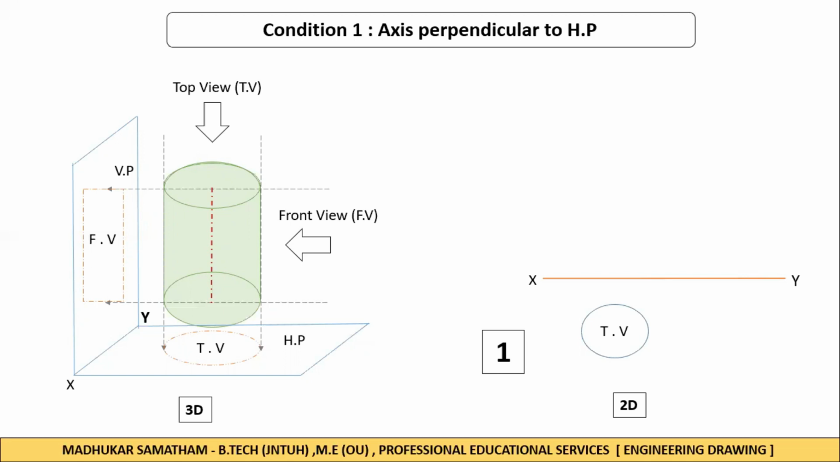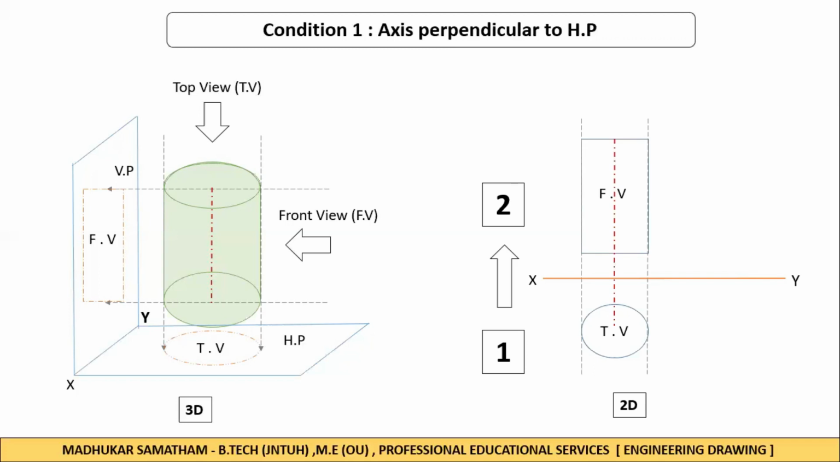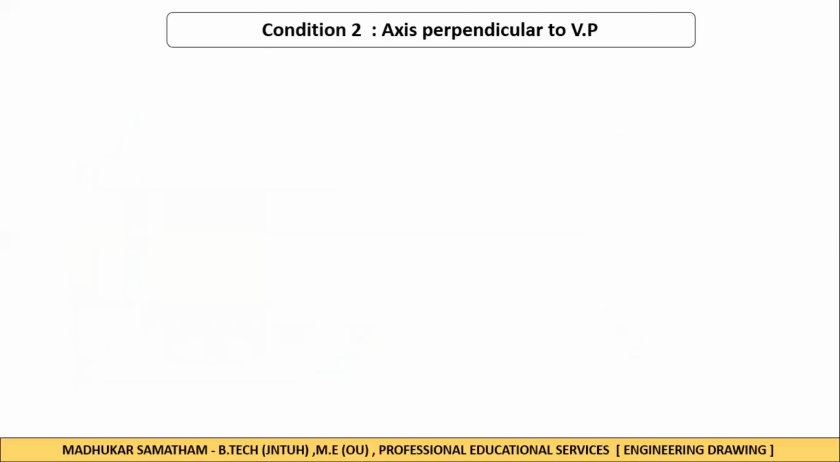Then how will the front view look? The top view will be extended to the front view in this way using vertical lines. The height of the solid will generally be given in the question, and that will be taken here, and the front view will be formed. In this way, we can draw the front view and top view of a solid which is perpendicular to HP and parallel to VP.